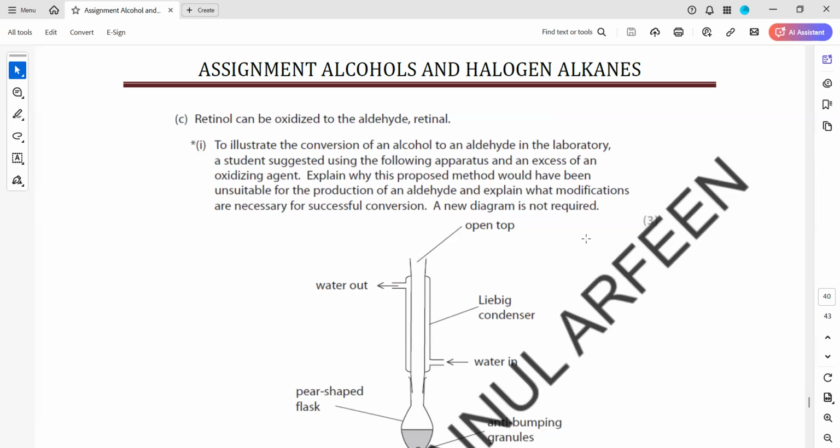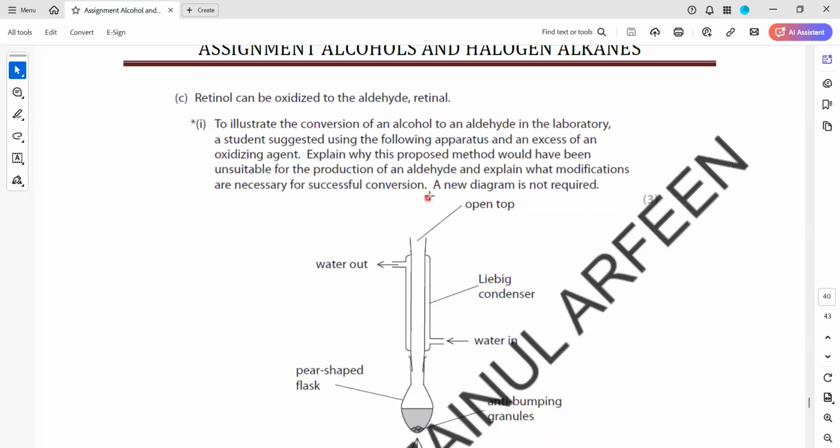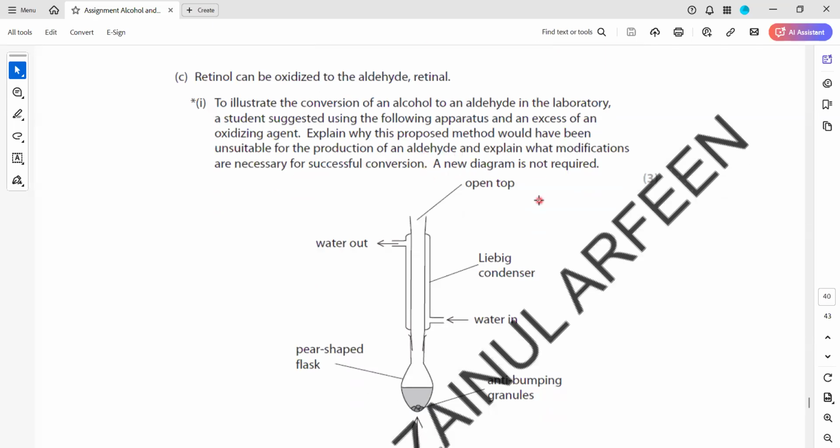To illustrate the conversion of an alcohol to an aldehyde in the lab, a student suggested using the following apparatus and an excess of an oxidizing agent. Explain why this proposed method would have been unsuitable for the production of an aldehyde, and explain what modifications are necessary for a useful conversion. A new diagram is not required.